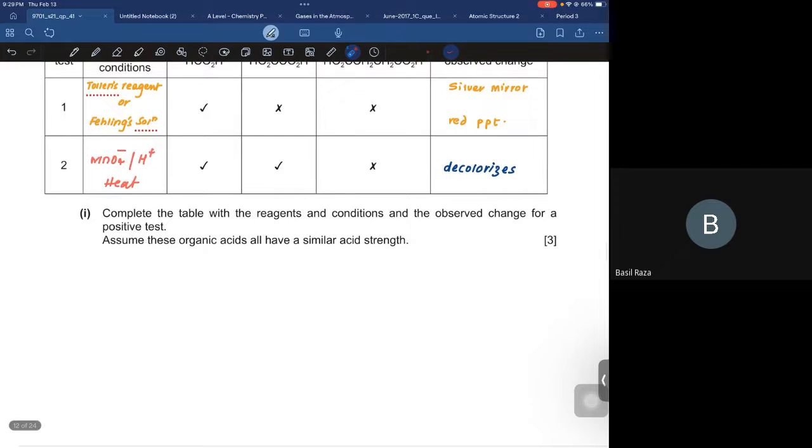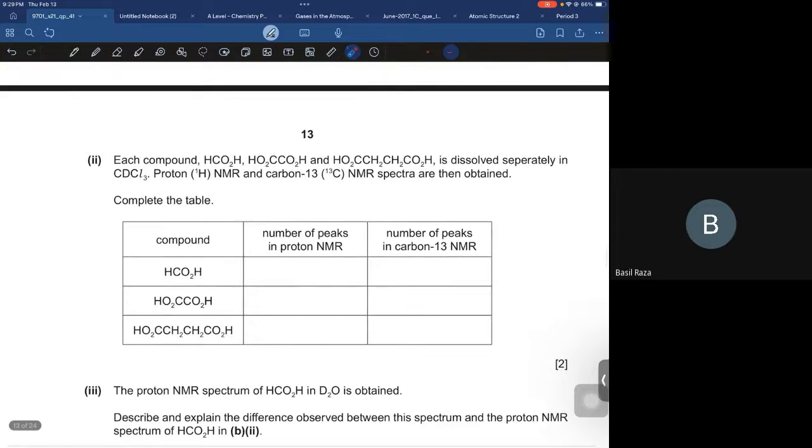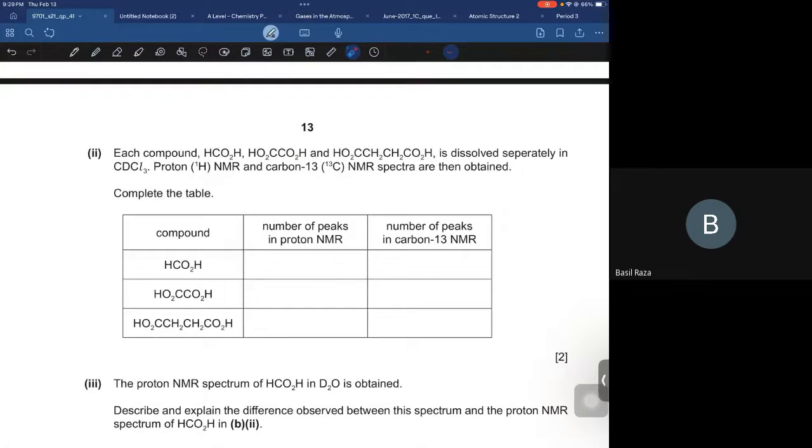Complete the table with the reagents and conditions and observed change for a positive test. Assume these organic acids all have a similar acidic strength. Okay, so we did this question. Part two is saying each compound, methanoic acid, then ethanedioic acid, and butanedioic acid, is dissolved separately in CDCl3. Proton NMR and carbon-13 NMR spectra are then obtained.